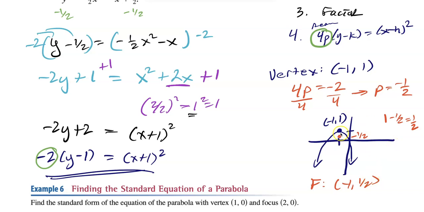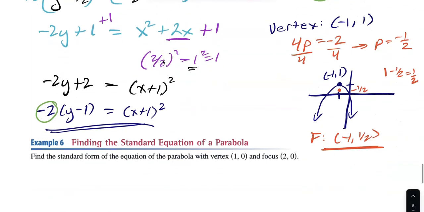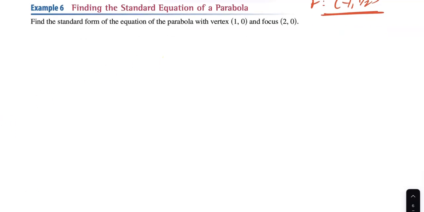So all I do is find my vertex, and you go either up or down. In this case, since the parabola is opening down, it's going to go down from that. So my focus is at -1 and 1/2. So there's that one. Okay. I believe this is our last one. So here's our last one.